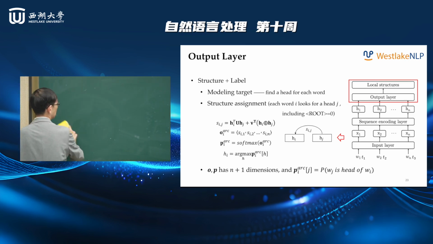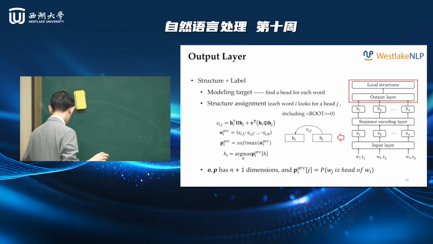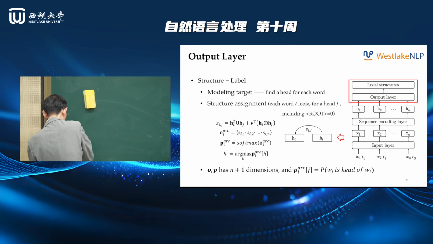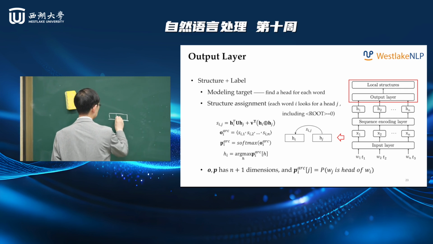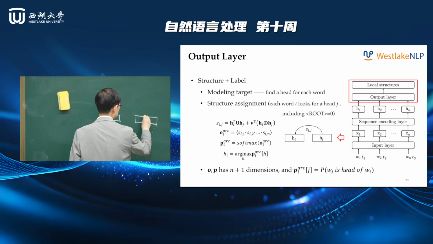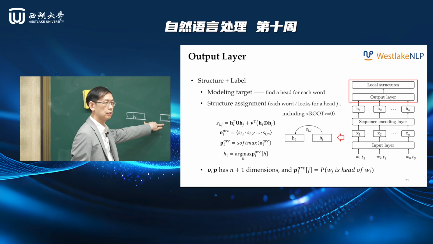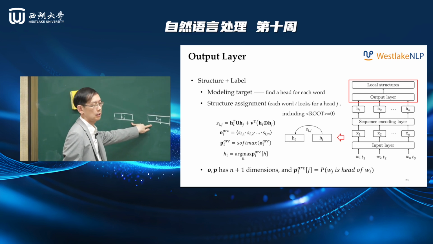First of all, we need to find a label or a head word for each input word. So we need to calculate the correlation between every two words in the sequence. To this end, we can take the hidden hi and hj. I'm using this as a vector, and this as a vector as well. I take two hidden representation vectors.